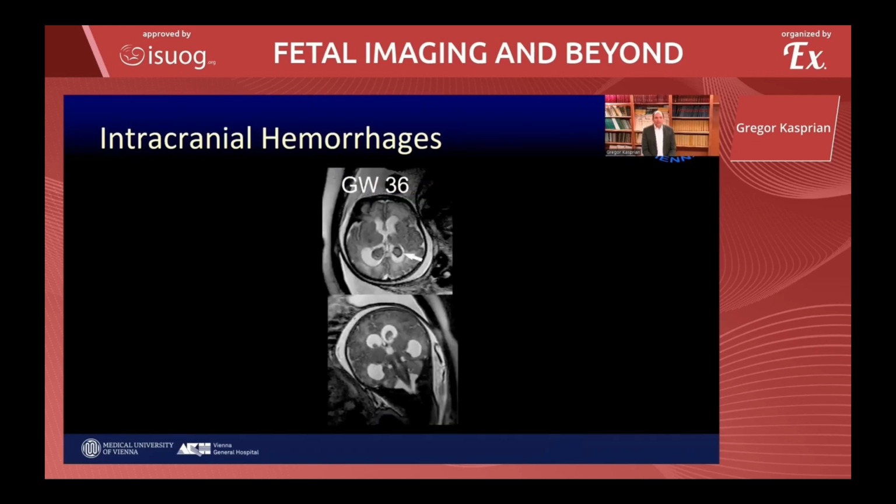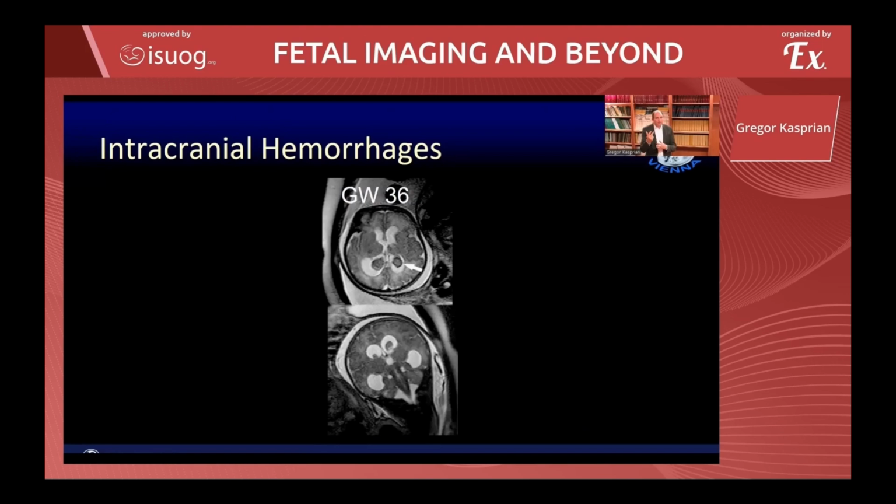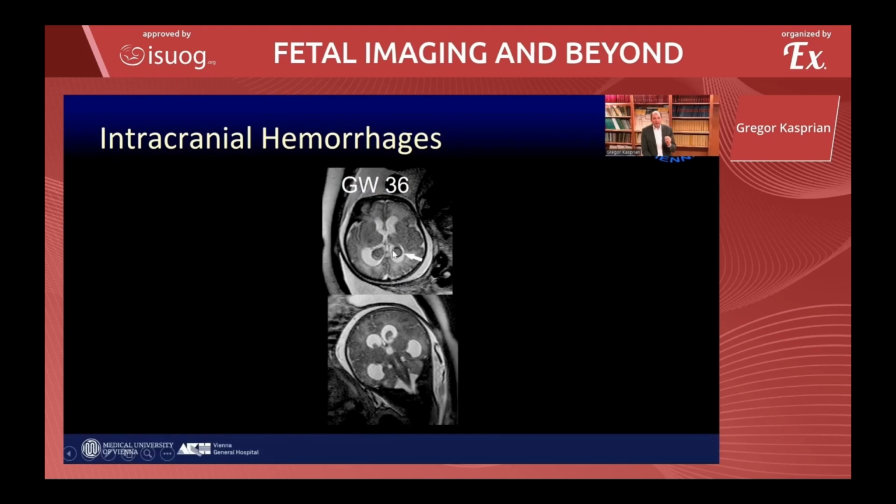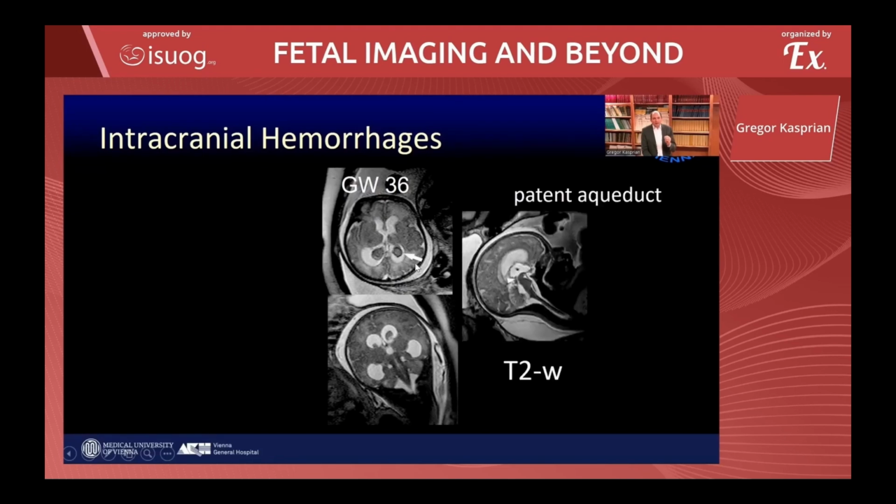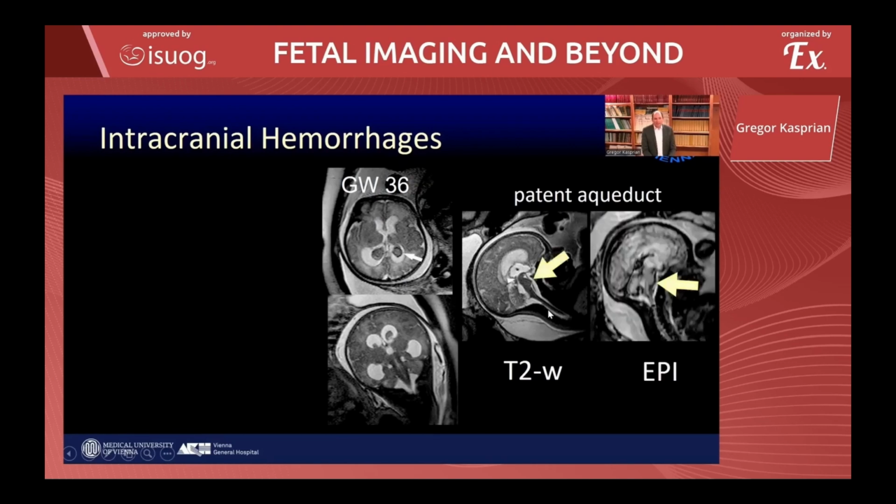Now, if you go further into detail, let me describe what is missing in this protocol. T2, T1, and diffusion. Here is a case at 36 gestational weeks. This is a T2 weighted sequence, and it's clear that there is some hemorrhage going on in that ventricle here. What you also see is that we can assess the aqueduct and its patency. Currently, it seems that this aqueduct is patent.